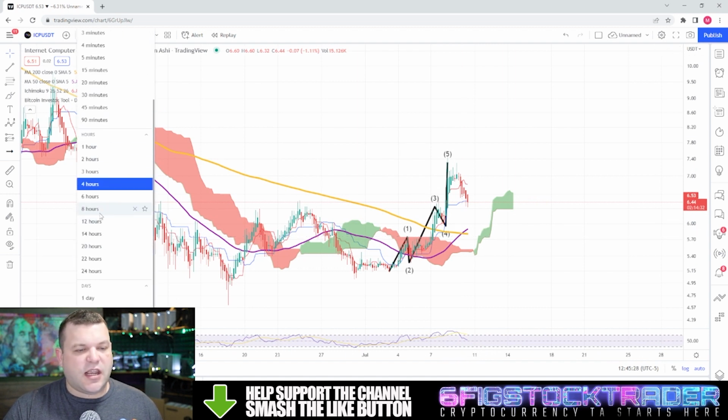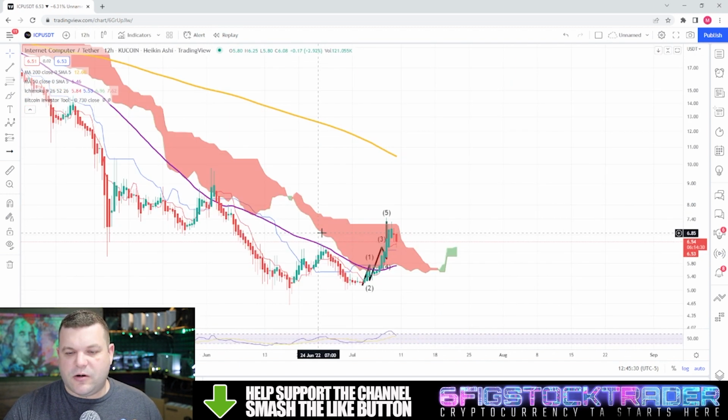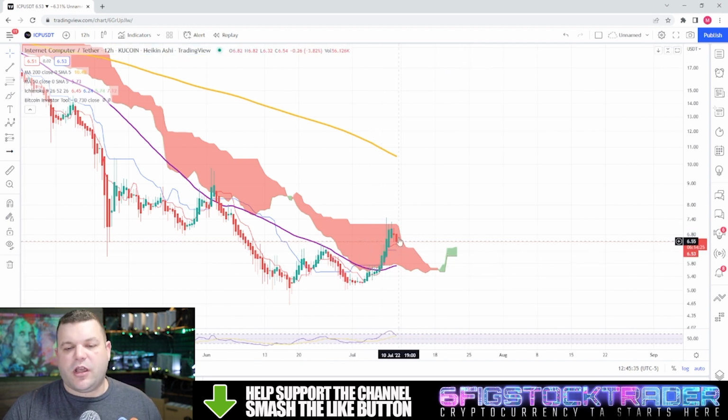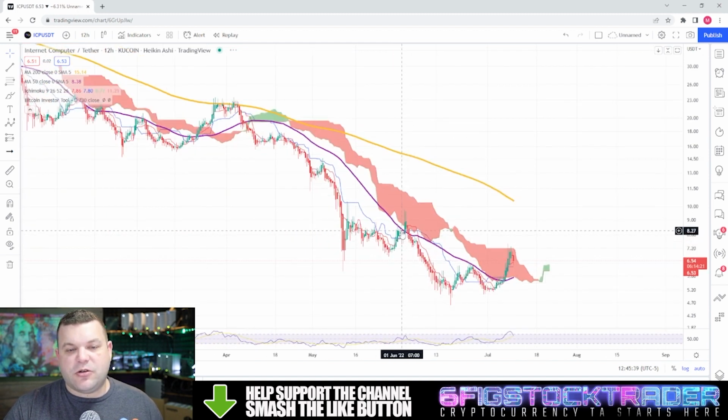Let's just look at this thing on a cool 12-hour chart. Okay, so on this 12-hour chart, we are possibly about to break through the Ichimoku cloud.